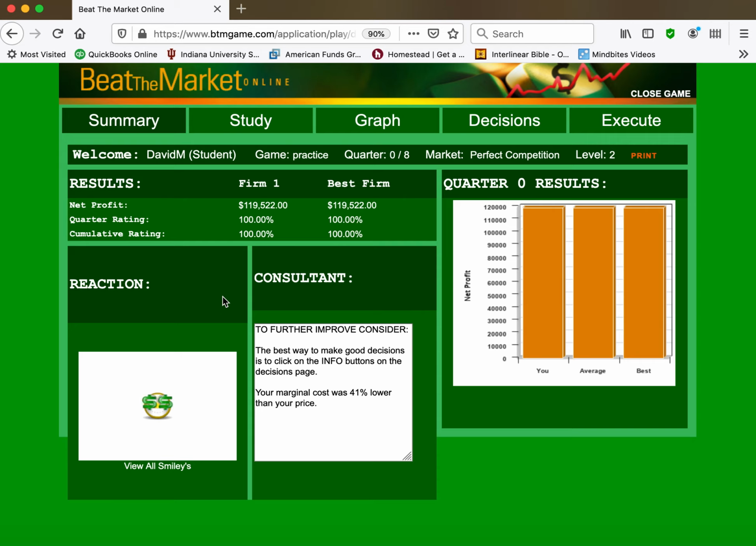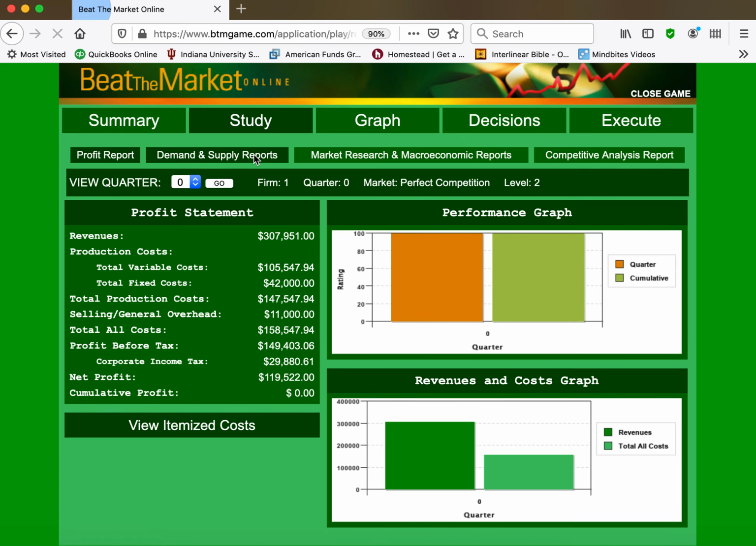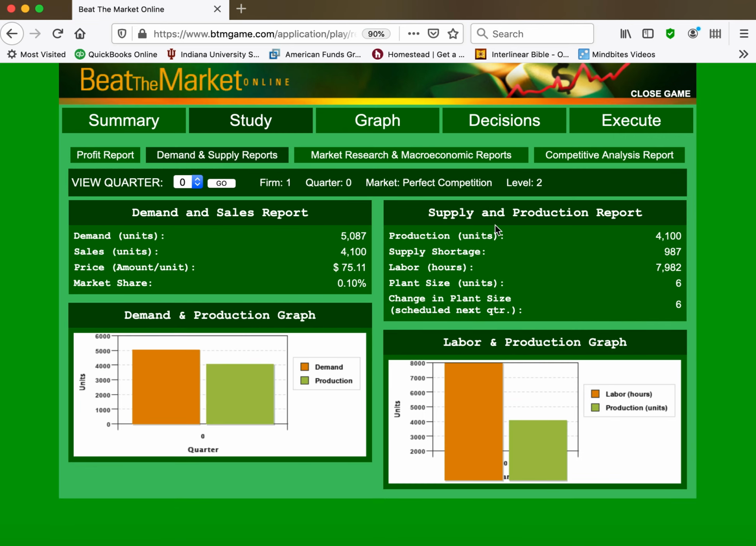And now the simulation in the gaming environment is open. You can see here that we're playing in a perfect competition. We're in quarter 0 of 8. So let's go study the economic variables. We can look at the profit report and see how much money we're making. You can see these tabs go left to right, and when I click study, we go through these 4 tabs left to right. We can see supply and demand. We can see we didn't have enough product. The demand was almost 5,087, but we only produced 4,100 units.